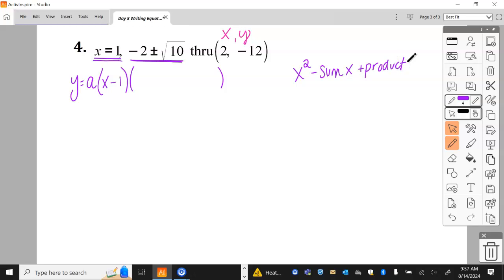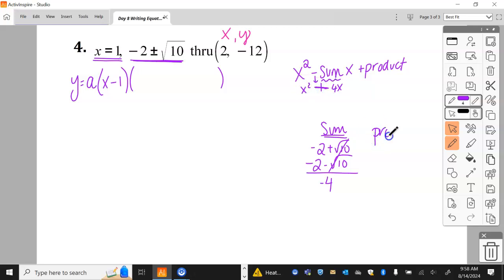Okay, so the sum is going to be -2 plus square root of 10 and -2 minus the square root of 10. Well, the square root of 10's cancel and you're left with -4 there. So this piece right here becomes -4x. Oh, but wait, there's already a negative. So a negative and a negative make that a positive. Bring down your x squared.